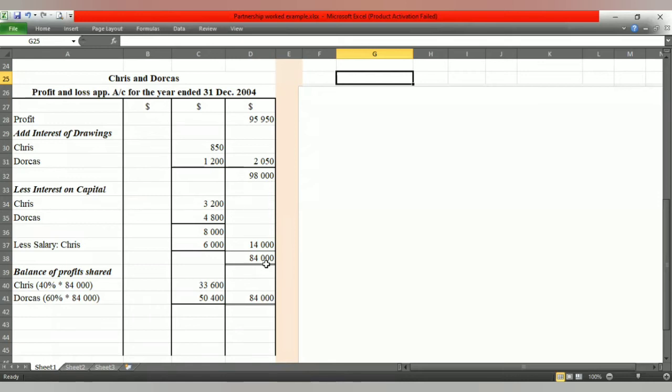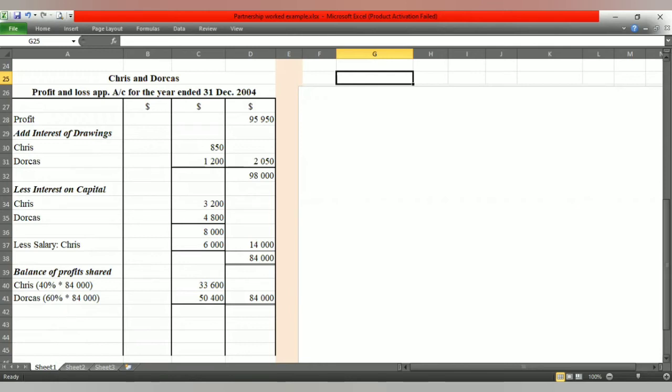The question indicated that you're to use the ratio in proportion to the capital invested by each partner. Remember, in order to do that, it is the partner's capital divided by total capital, and then you times that by the value of profit that you are sharing or loss, if any. So that is a concept in doing your profit and loss appropriation account.